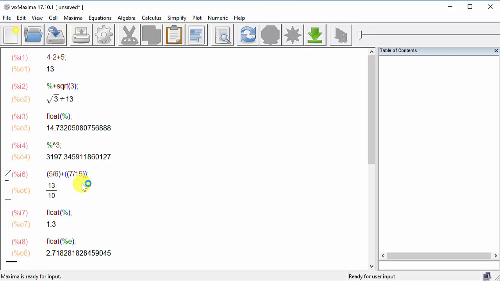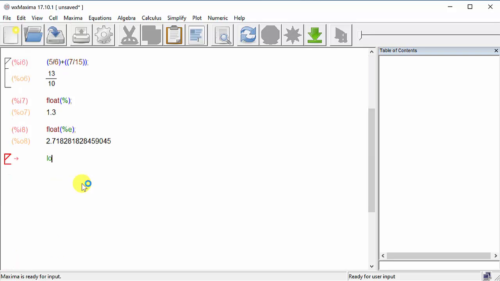Now what if I want to take the natural log of e? In wxMaxima, for natural log, you type in log. So we type in log, L-O-G, and then percent e. That's going to give us the natural log of e. We put a semicolon and then Shift Enter, and we should get 1 as an answer, which we did.